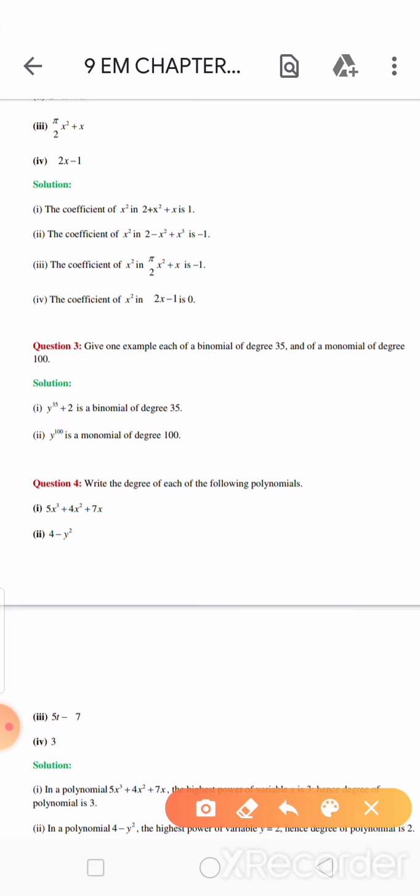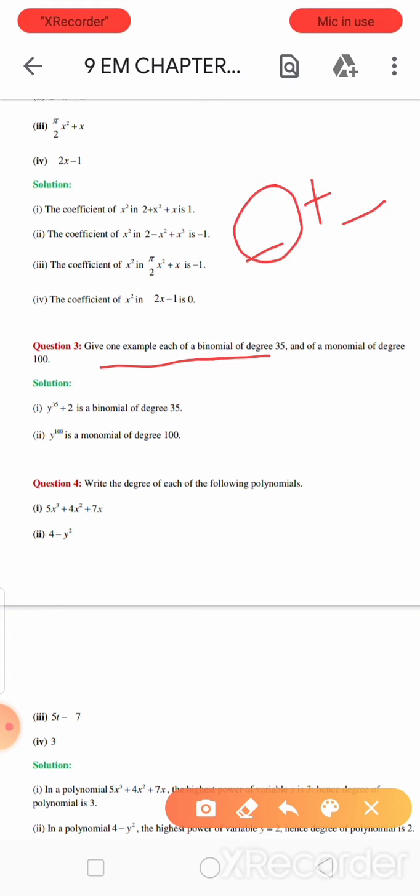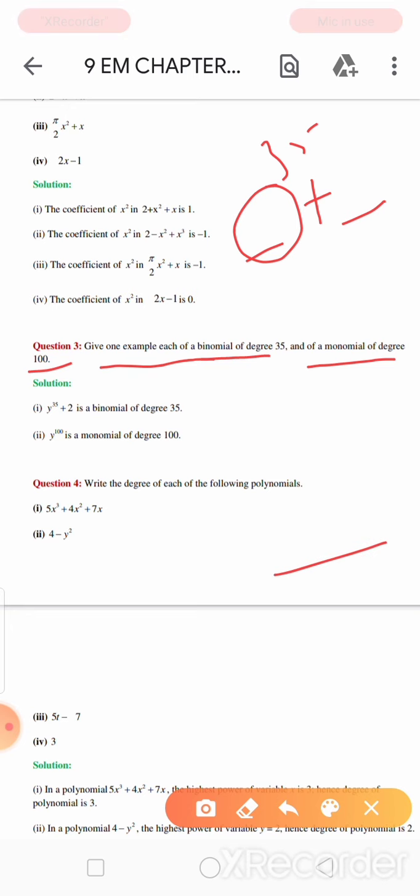Next, question number 3. Question number 3 is: give one example each of a binomial of degree 35 and a monomial of degree 100. We have to write a binomial, meaning two terms of a polynomial, and the highest degree of this polynomial is 35. We have to write a monomial, meaning one term, and the degree of the monomial is 100 in variable form.